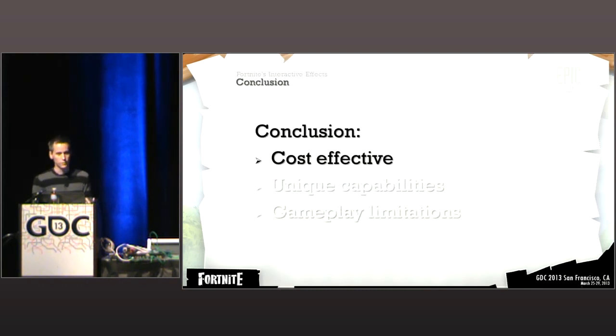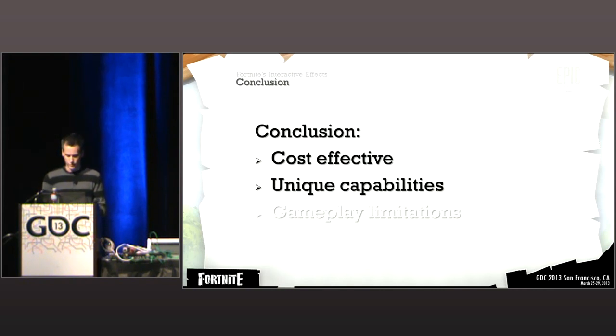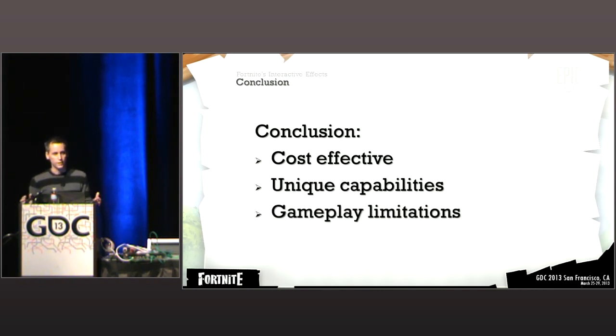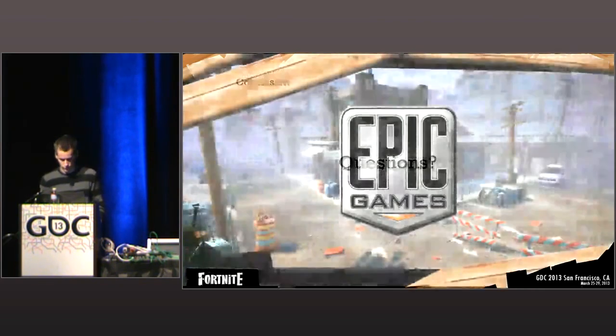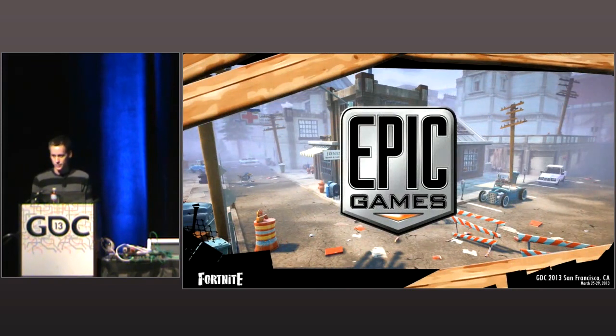Vertex shaders are very cost effective, and they provide unique capabilities that aren't possible in any other way. And there's a ton of opportunity out there to use vertex shaders in ways that aren't currently being used and generate really exciting effects. There are a few gameplay limitations, but you can work around them if you know what they are ahead of time. So I'm not sure if I have any time for questions or not, but yeah, that's the talk. Thanks.